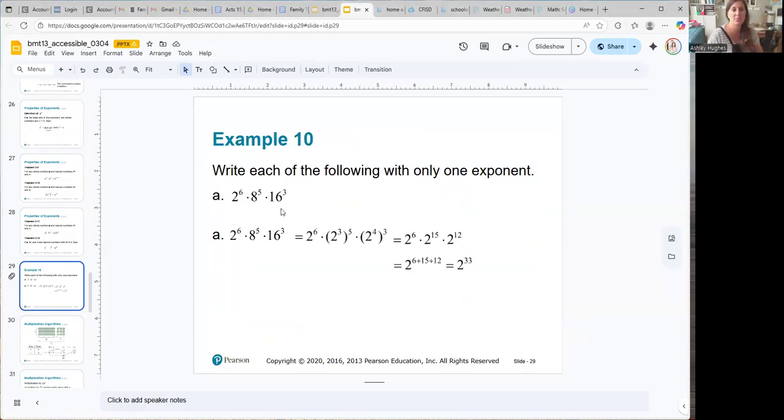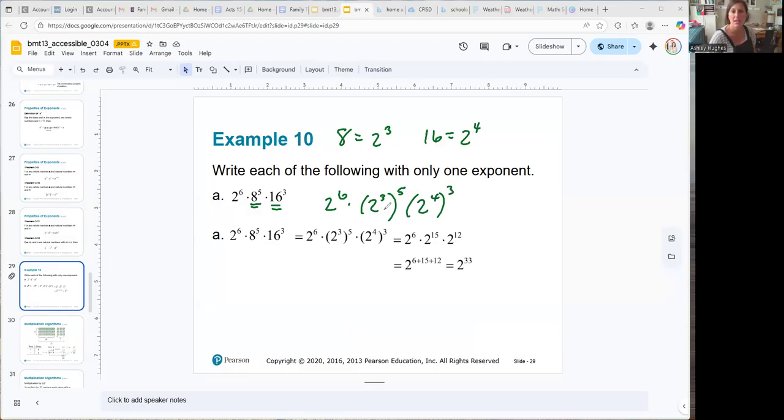Okay, so this is where you have to use critical thinking. You have to think through what common base they have. So 8 is the same as 2 cubed, and 16 is the same as 2 to the 4th. So we have 2 to the 6th, and then we have 2 cubed to the 5th, and we have 2 to the 4th to the 3rd. And then I can multiply power to power, which is what they got here, 15, 12.